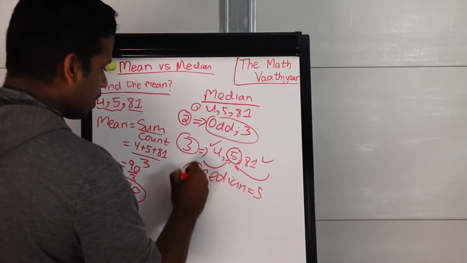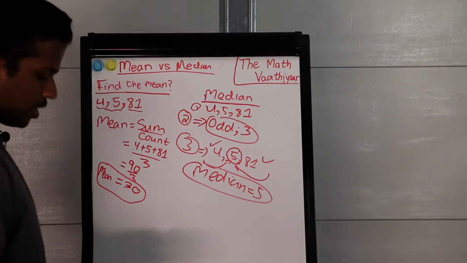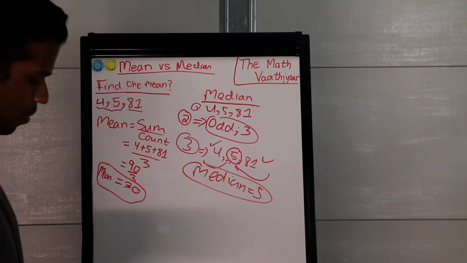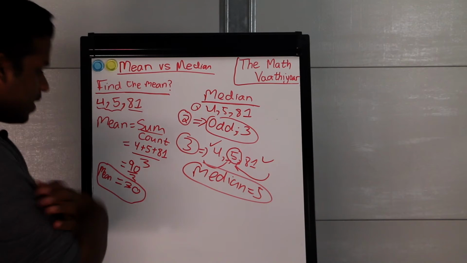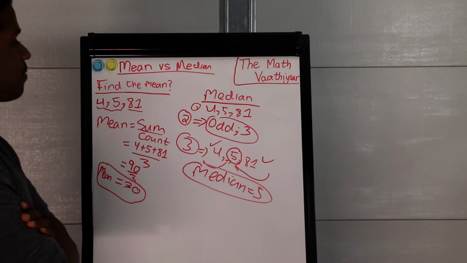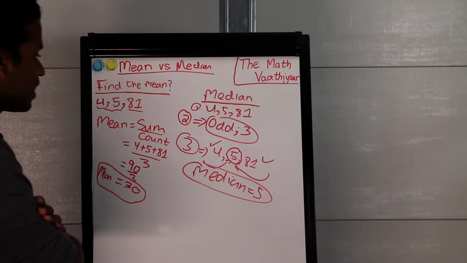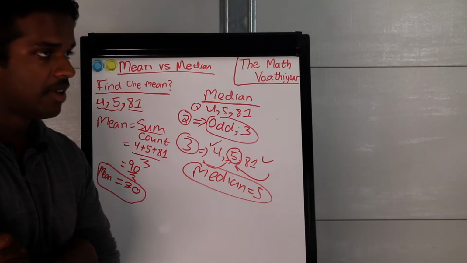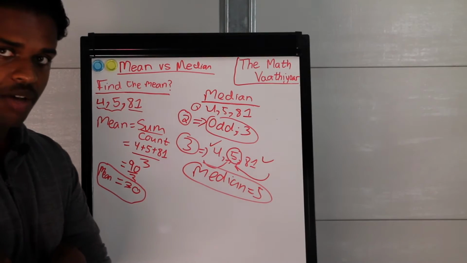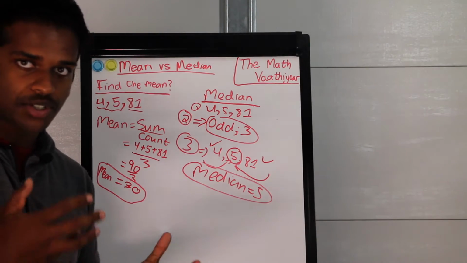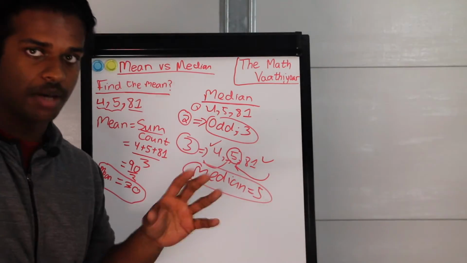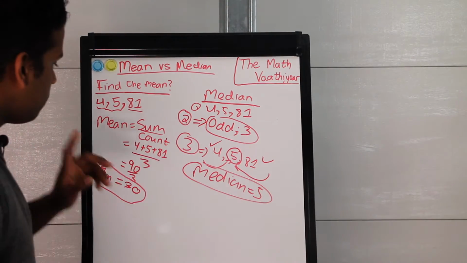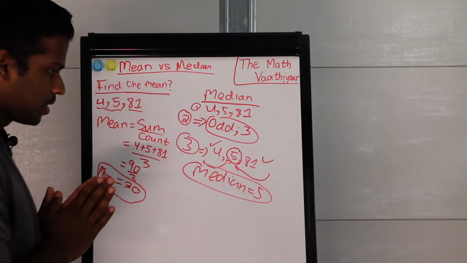Now take a look at the 2 statistical measures that we have figured out here. The mean for these three numbers, or for this data set, is 30, and the median is 5. You probably would have already realized that these two numbers are different by a large amount. Let's look at the mean first.